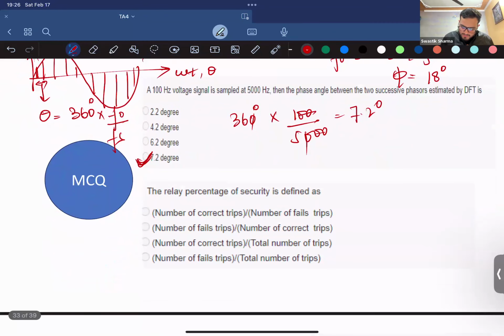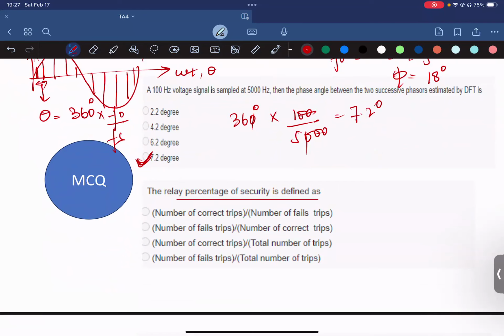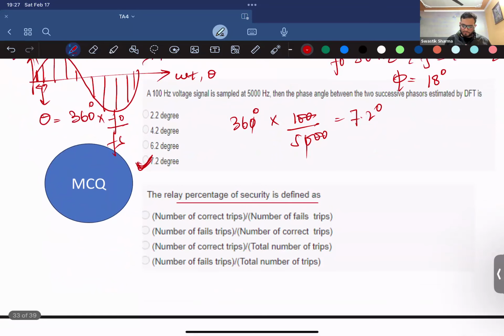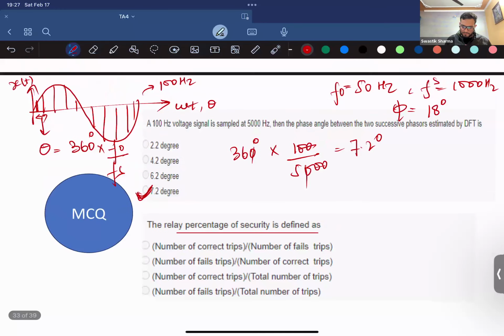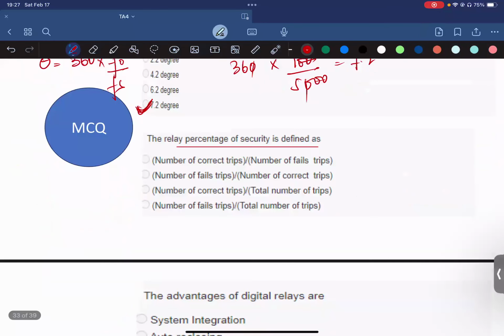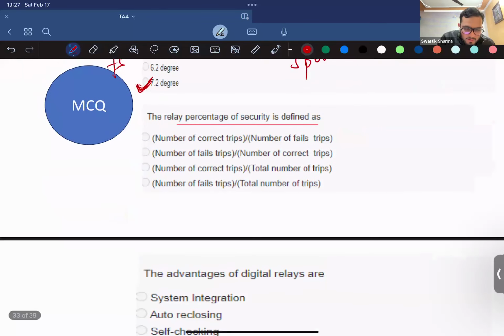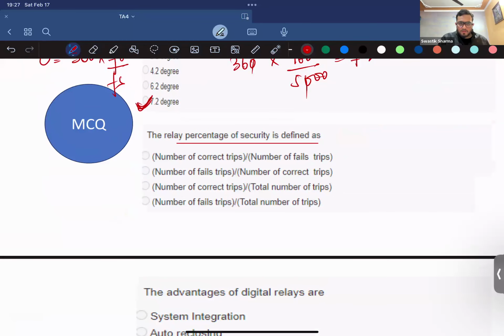Okay, so the relay percentage of security is defined as, I just told. So I would want someone to answer it. I won't go back to that slide. Someone said the second one, no, it's not the second one. Someone said three. Okay, so it's the number of correct trips upon the total number of trips, right?